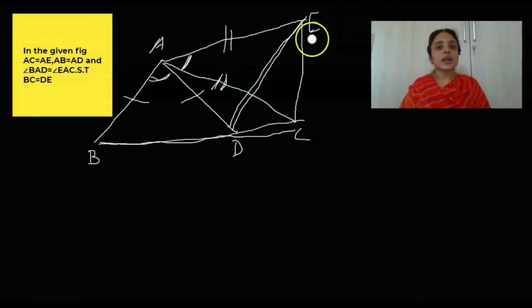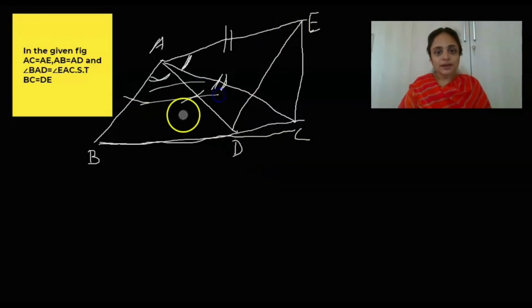So first we have to prove that triangle ABC is congruent to triangle ADE. How will we prove that? We have to take this full triangle and this triangle.